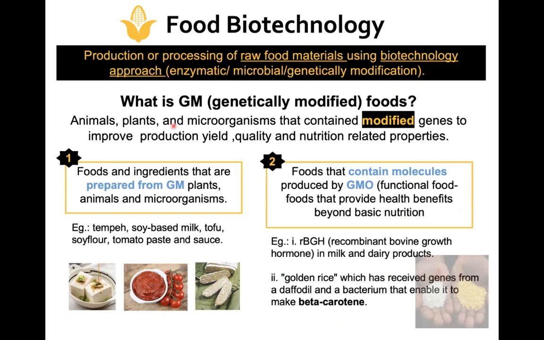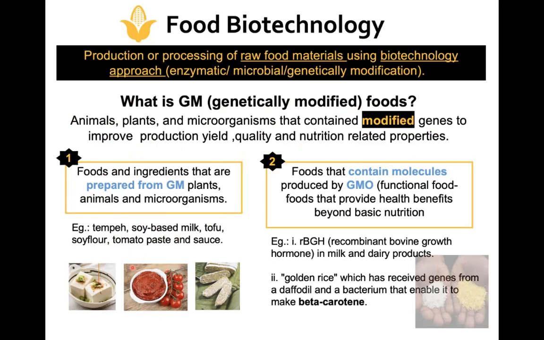Okay, so what is GM atau genetically modified organism or genetically modified food in this term of food biotechnology? So animals, plants and microorganisms that contain modified genes to improve production yield, quality and also the nutrition related property. So food and ingredients that are prepared from GM plants, animals and microorganisms, contoh macam tofu, tempeh, there is soy-based milk, soya bean, there is soy flour, tomato paste.